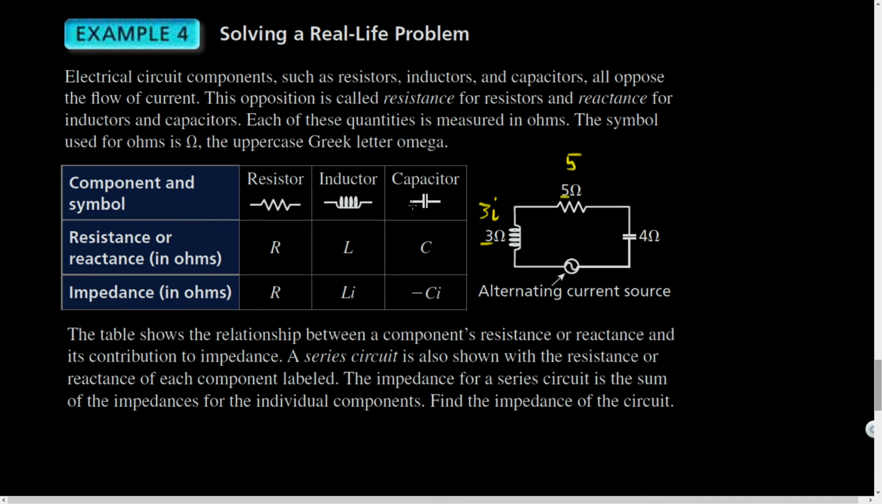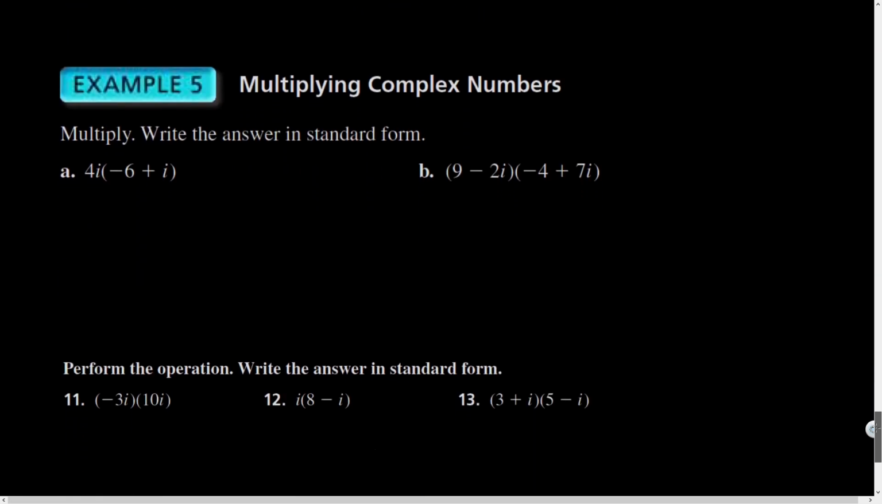And here's, well, it kind of looked like an equal sign from this angle, a capacitor, and that's the opposite of Ci, and so this is the same as negative 4i. And so if I combine these all together, I would have 5 plus 3i minus 4i, which is the same as 5 minus i when all is said and done. So that's the total impedance of the circuit. But I don't necessarily expect you to know all those terms, but anyways, it does matter.